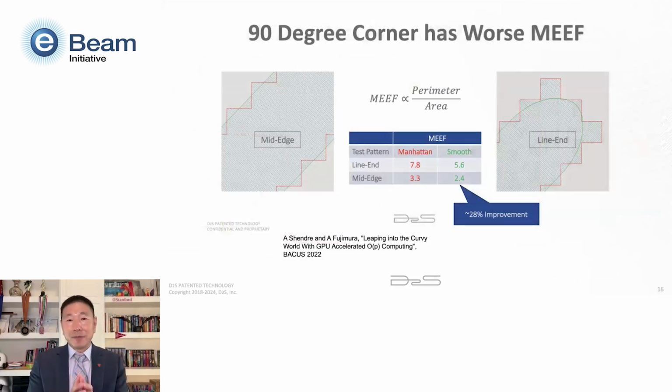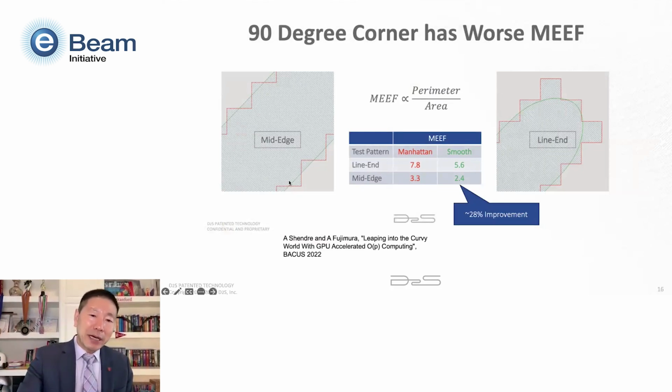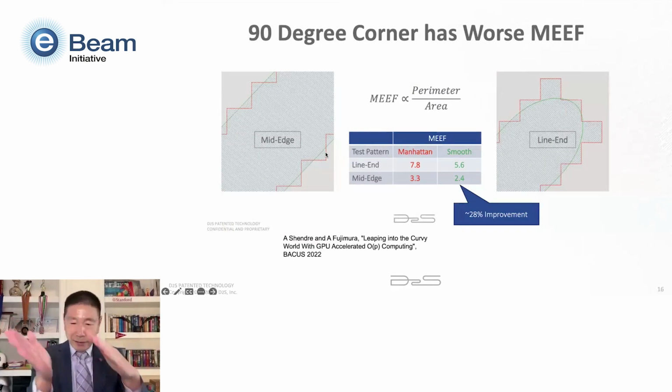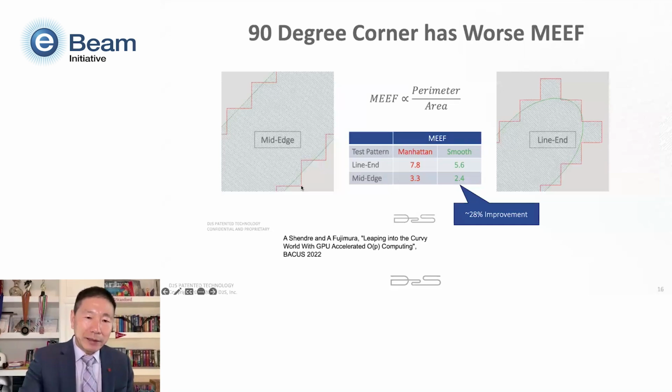Not only is the dose margin bad, but it turned out MEEF is actually also worse. So here is another study done by Abhishek from D2S. He looked at this angled line I showed you before, and either you do that with a straight angle line, or you do it with these staircases. Then he compared the MEEF. It turned out for both the mid edge and also for the land, the MEEF on this staircase Manhattan pattern is actually worse than the smooth pattern. And the smooth curvilinear pattern improved the MEEF by 28%, which is very significant.